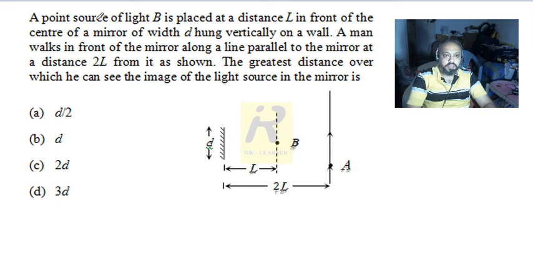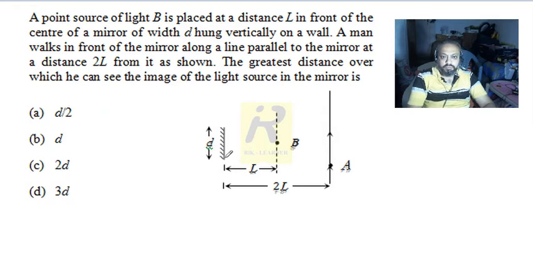It is said a point source of light B is placed at a distance L in front of the center of a mirror of width D hung vertically on a wall. A man walks in front of the mirror along a line parallel to the mirror at a distance 2L from it, as shown. The greatest distance over which he can see the image of the light source in the mirror is, and the corresponding picture is drawn here. It is given in the question, and we have four different options.